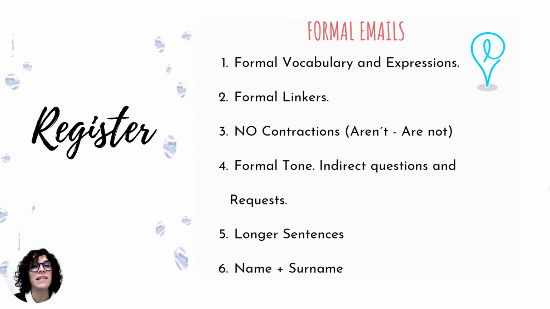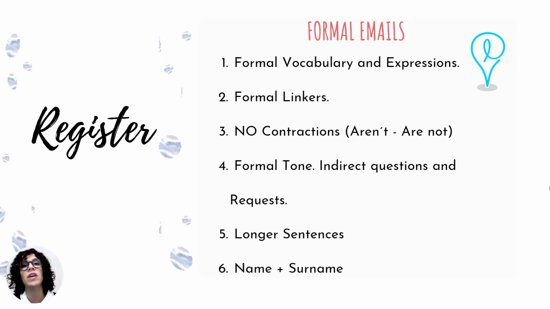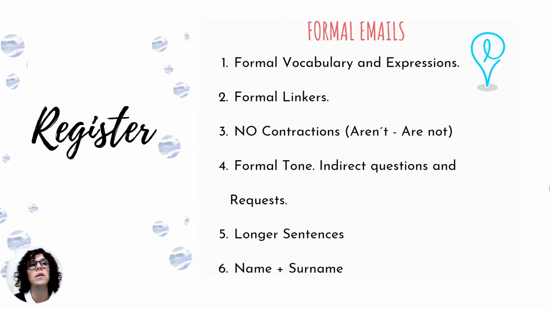Number 4 tells us that one of the characteristics of a formal email is the tone. The tone will be indirect. We will be asking things in a long way. So instead of saying, "Can you help me?" we are going to say, "I was wondering if you could help me," or "I would be grateful if you could help me." Then number 5 is another characteristic, that sentences are longer because we are being more formal. And finally, I will repeat this many times today, but name and surname to finish our email.